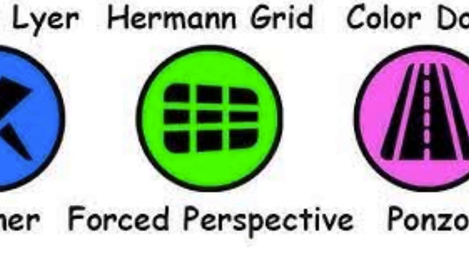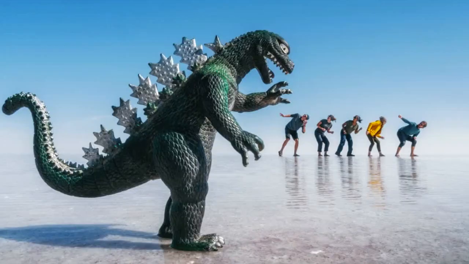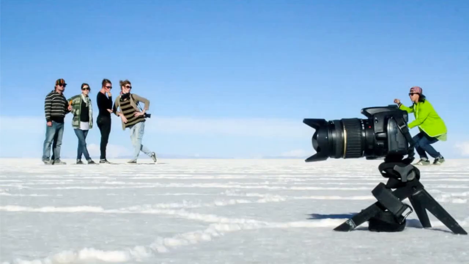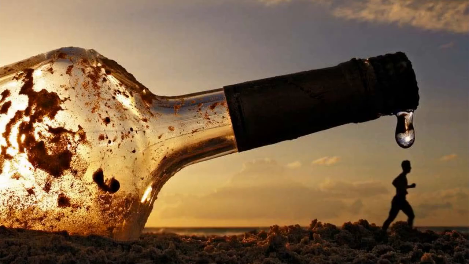Number 13. Forced perspective. Forced perspective is a clever technique that manipulates how objects appear in relation to each other and their surroundings. Think of those tourist photos where people seem to hold up famous landmarks. It's all about playing with depth perception.